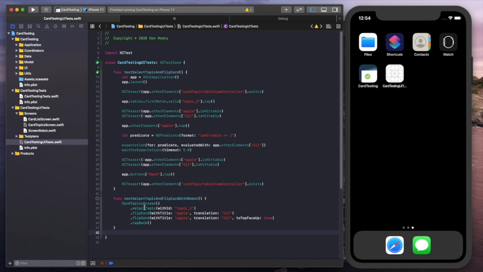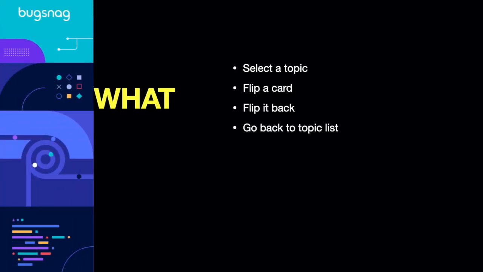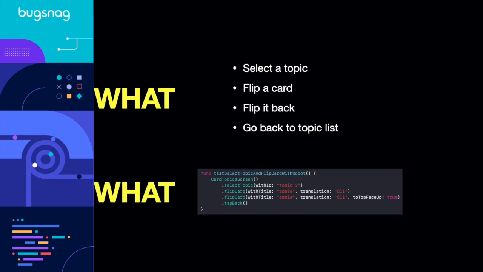On the card topic screen, select a topic, flip the specified card, flip it back, and tap back. In fact, this is the what of what we want to test. And here's the final test. The verbs and nouns are practically the same, and what this test does is clear.